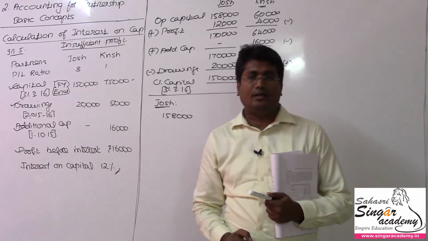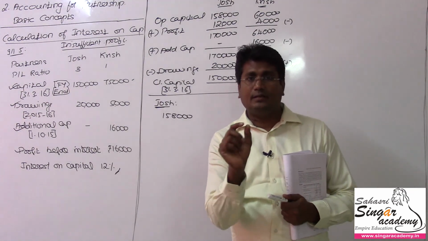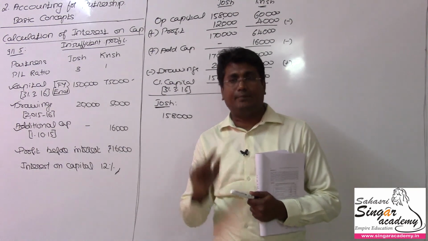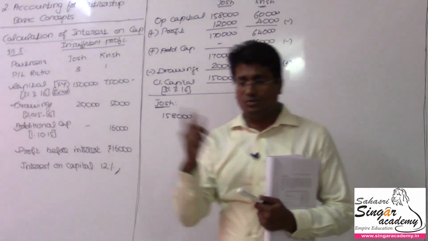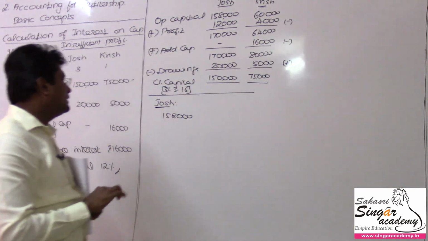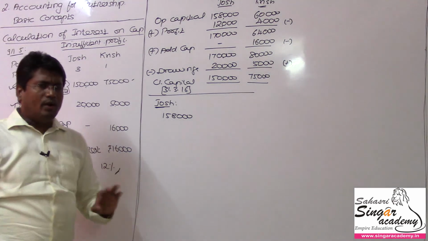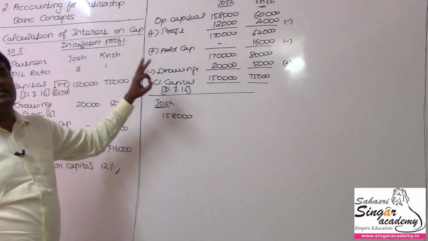That's how you have to calculate interest on drawings, and that value will be deductible from the interest on capital, the way we have solved the previous illustration. Go and refer to the previous illustration video. Here, 1,58,000, I don't mind that interest calculation for the drawings.